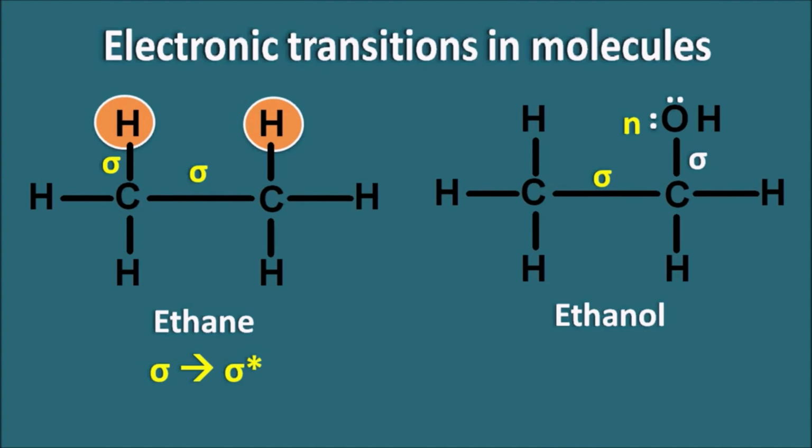Now which type of transitions are possible in ethanol? Here we can observe two types of transitions: sigma to sigma transition and n to sigma transition. And here you have to remember that for n electrons there is no excited state or no anti-bonding molecular orbital because n indicates they are non-bonding. Since they are not involved in the bonding, there is no anti-bonding molecular orbital for the n electrons. So the two types of transitions are sigma to sigma and n to sigma.